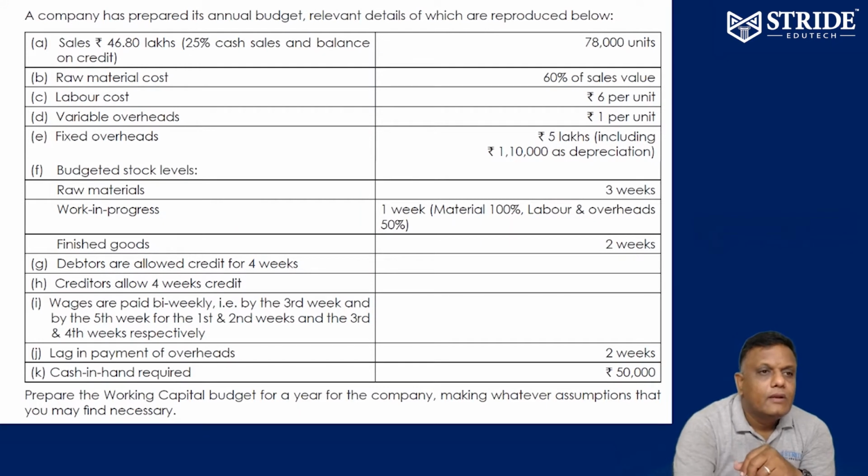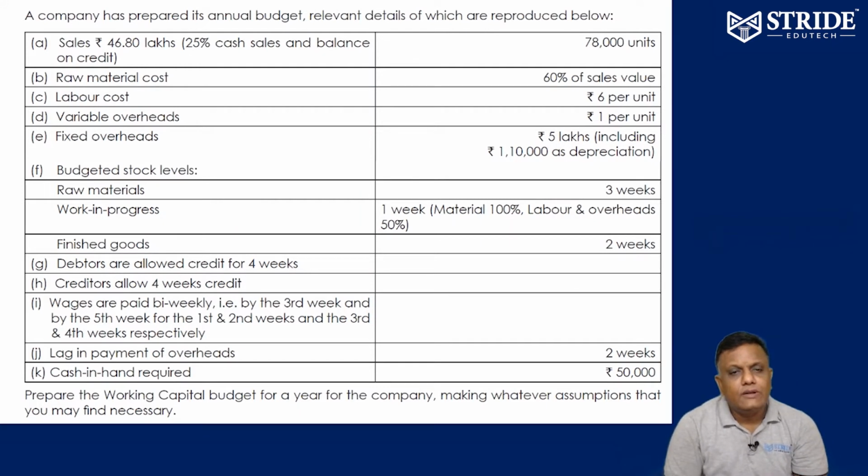Let's see. A company has prepared its annual budget, relevant details of which are reproduced below. Sales rupees 46.80 lakhs, 25% cash sales and balance on credit, 78,000 units. Raw material cost 60% of sales value. If you divide 46.80 lakhs by 78,000 units, you will get the selling price per unit. Out of the selling price per unit, 60% you can calculate for raw material cost.